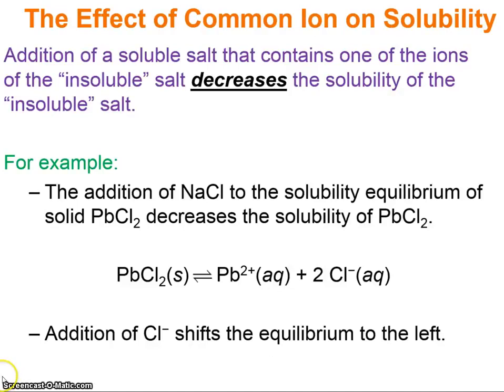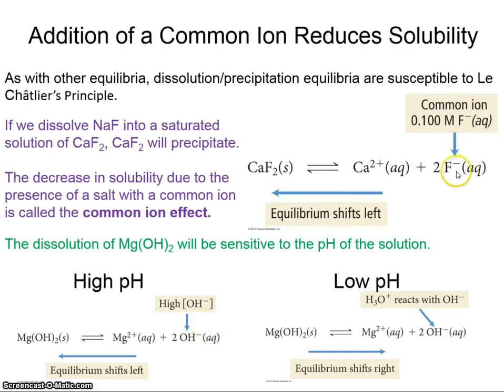So we said that we could look at a common ion affecting the solubility of a sparingly soluble salt. Right? It's going to work by Le Chatelier's principle. So if I add the common ion, it's going to move it back to the left. Equilibrium will shift to the left, whether I've added calcium or whether I add fluoride.